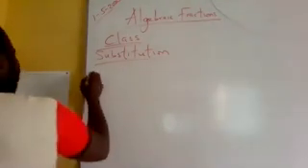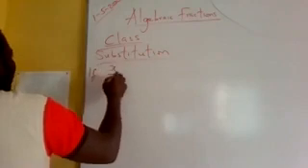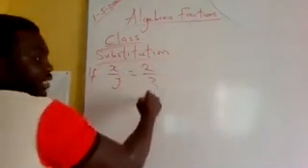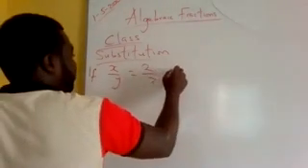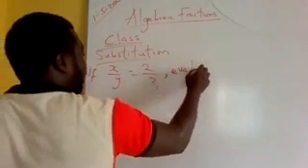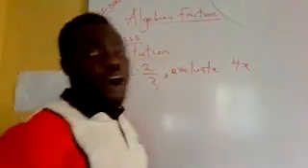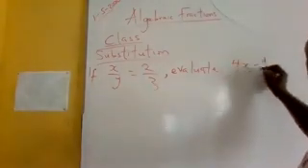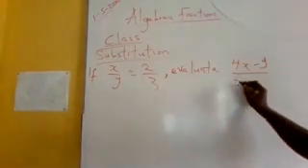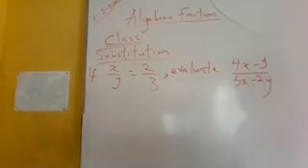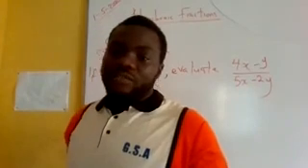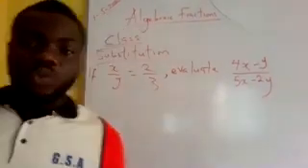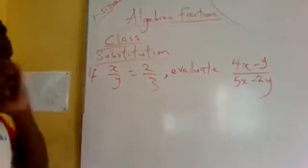Now, if x over y is equal to 2 over 3, they said evaluate 4x minus y all over 5x minus 2y. So you evaluate that. Evaluate 4x minus y all over what? 5x minus 2y.